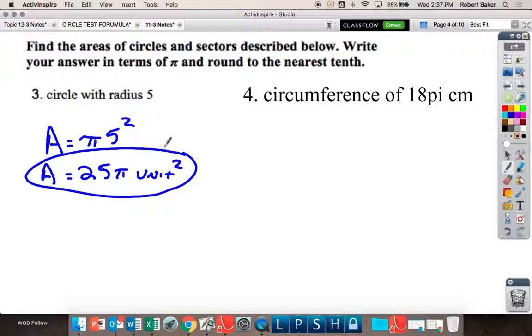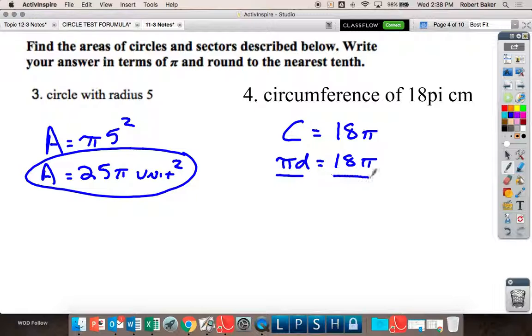Not terrible. Cool? Well, here's where you guys get broke. Find the area of a circle that has a circumference of 18 pi centimeters. You do go backwards. Okay, so how do you find the circumference? 2 pi r. So the circumference is equal to 18 pi. Now there's 2 different equations to find circumference. I would prefer to use pi times d equals circumference.